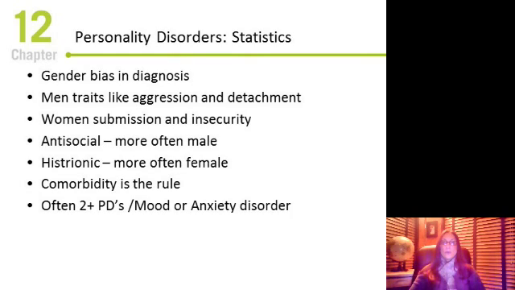Okay, so gender distribution and gender bias in diagnosis. Men are more often shown with traits of aggression and detachment, right? And they are more often labeled as antisocial. Women often show submission and insecurity. Women are more often labeled as histrionic. Keep in mind that just because there's a gender difference or a bias in research doesn't mean that the opposite sex doesn't also entail these traits.